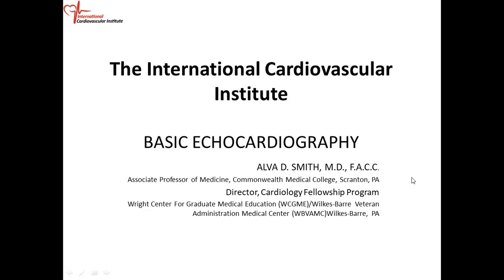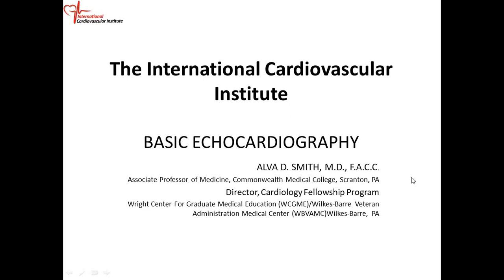Heart function can be divided into systolic function, where the heart contracts and pumps blood throughout, through the pulmonic and the aortic valve. So, when the heart contracts and forces blood through those valves, that, in a nutshell, is systolic function.